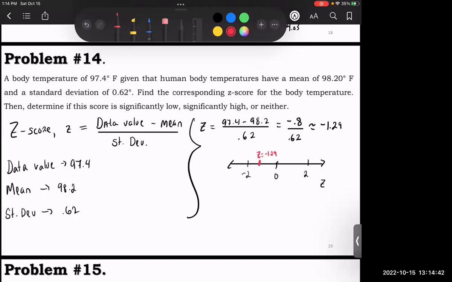Now, because it falls within the range of -2 to 2, we can say that it's not significant. So since z equals -1.29 is between z equals -2 and z equals +2, this body temperature, the z-score, is not significant.